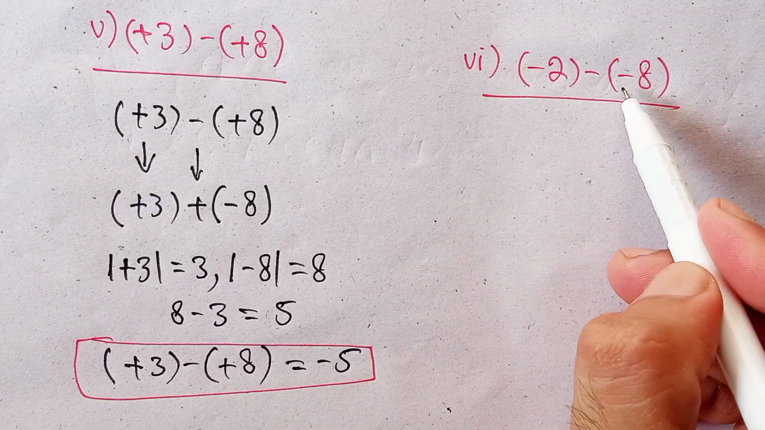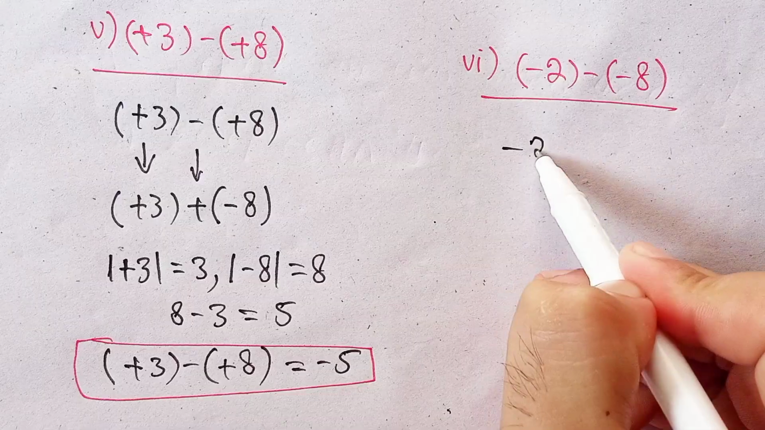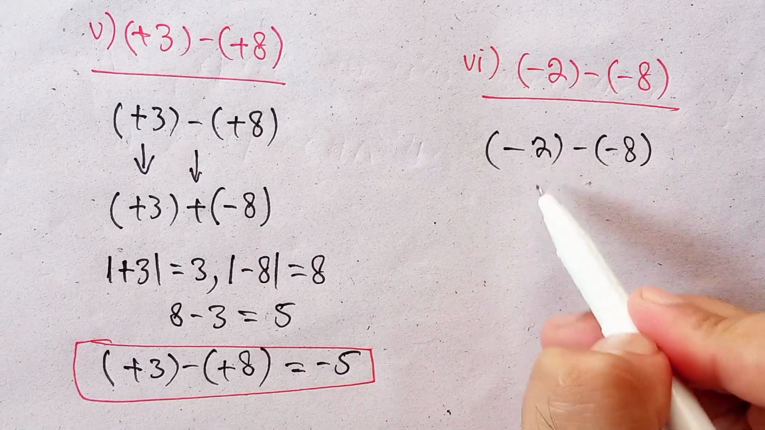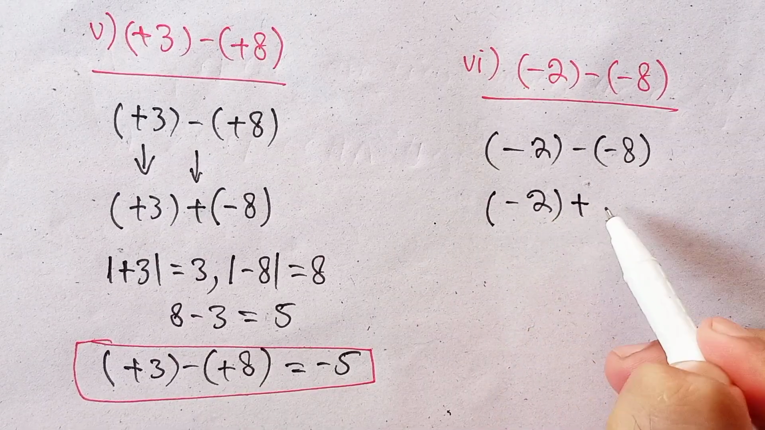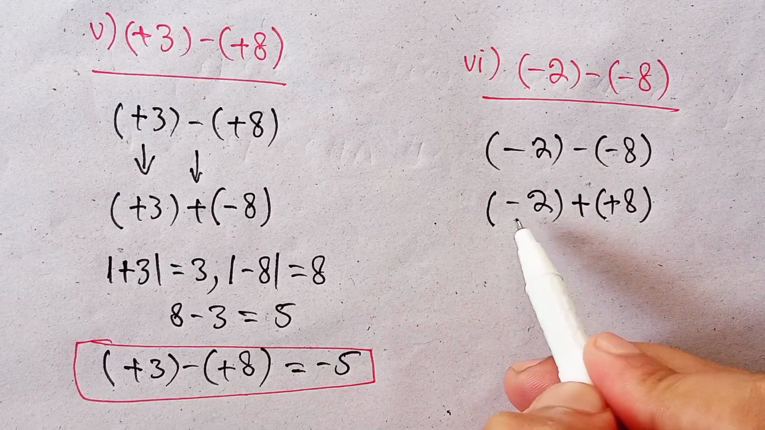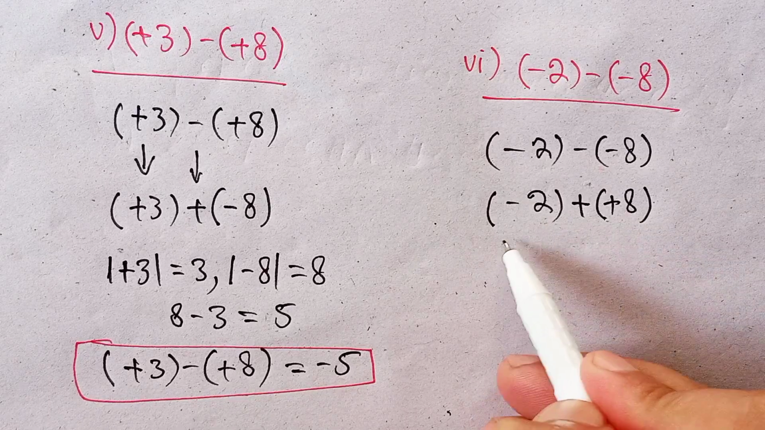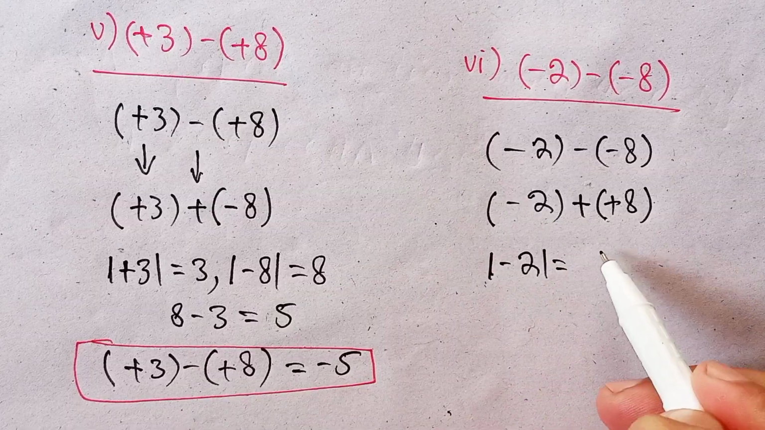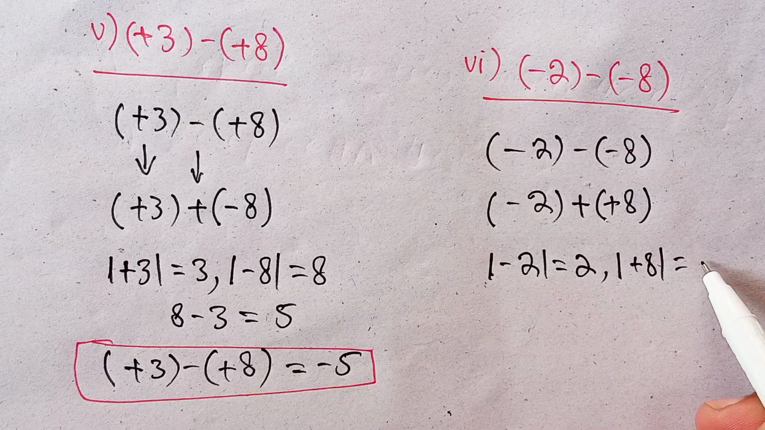Now we are going to subtract negative 8 from negative 2. So we will write the expression as negative 2 minus negative 8. Keep the first integer as it is, negative 2. Change the minus sign to a plus sign and change the sign of the second integer. So negative 8 will become positive 8. Now we will add these two integers according to the rule of addition. So we will take the absolute values of the two integers. The absolute value of negative 2 is equal to 2, and the absolute value of positive 8 is 8.